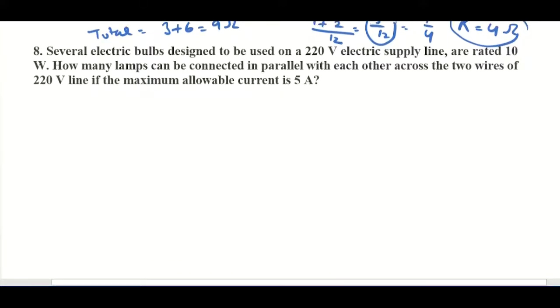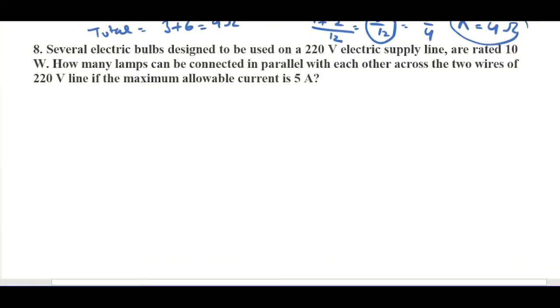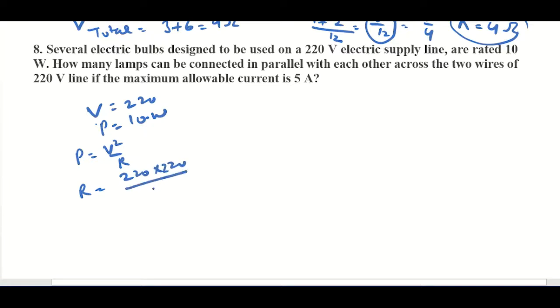Several electric bulbs designed to be used on a 220 volt line are rated 10 watt. So V is equal to 220, and power is 10 watt. So we can find out the resistance. Power is equal to V square upon R, so R is equal to V square upon P. We get 4840 ohm. This is the resistance of a bulb.